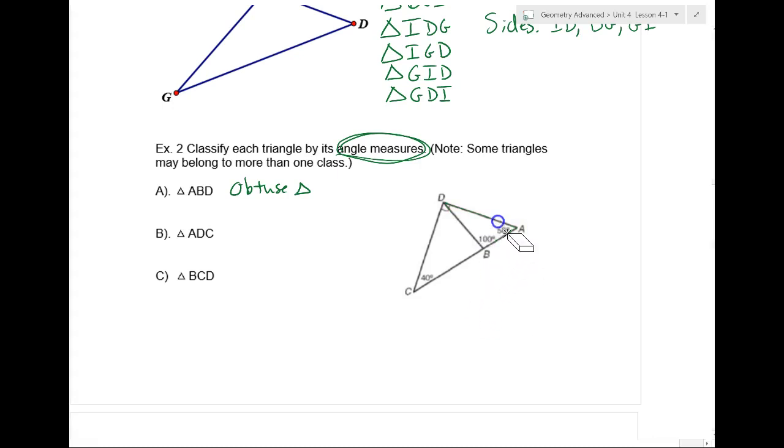All right, now how about triangle ADC? This one right here. Yep, it's the right one. Do you guys see the right angle mark? That doesn't mean the angle's being bisected. It means you have a right angle. So that's a right triangle.